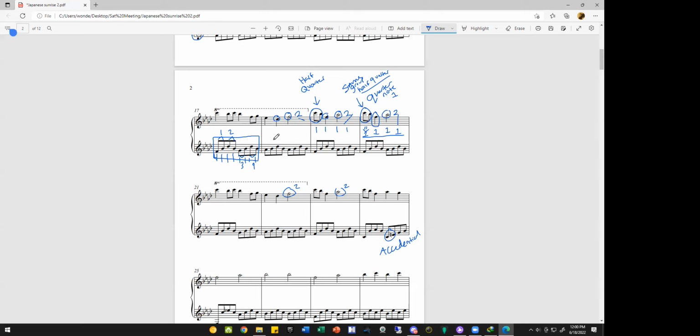This symbol is very important. Its only function is to cancel, to eliminate any accidental. It can be a flat, it can be a sharp note. If you add it, it means that that flat note, that sharp note must be played as a natural note. So be very careful when you use it.